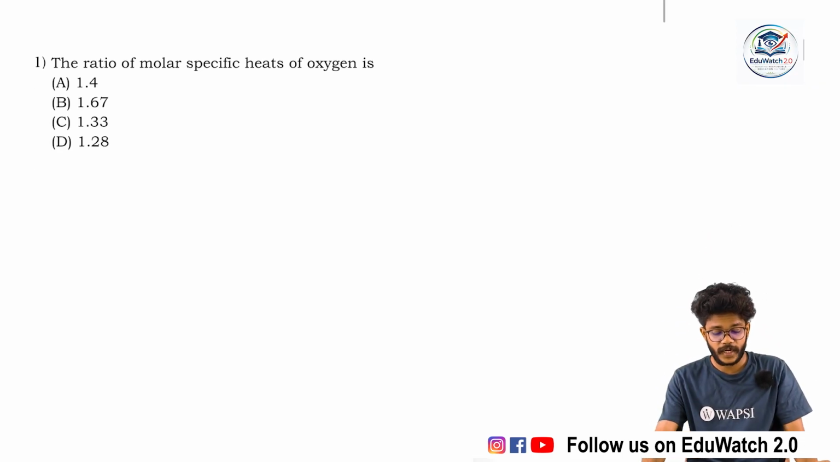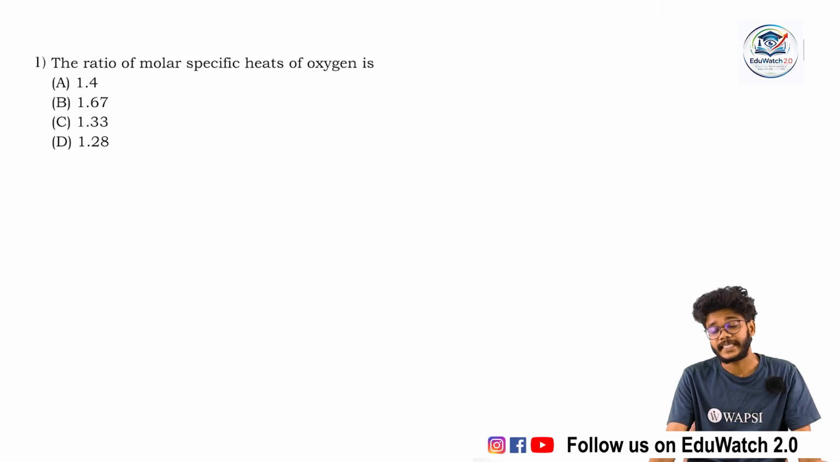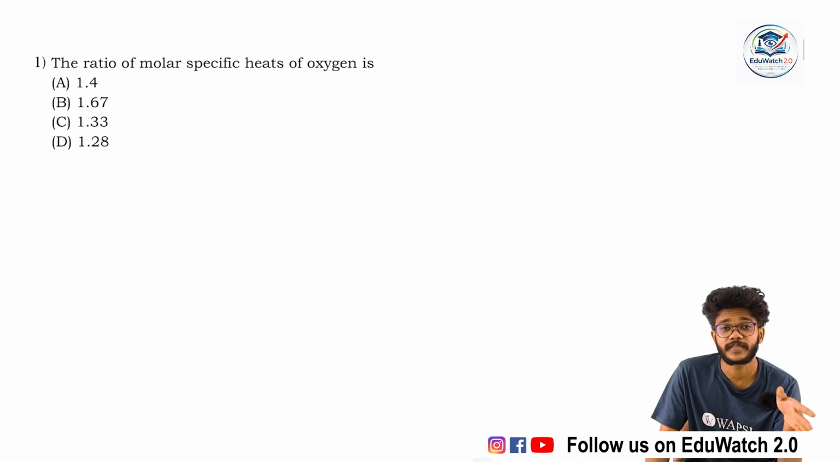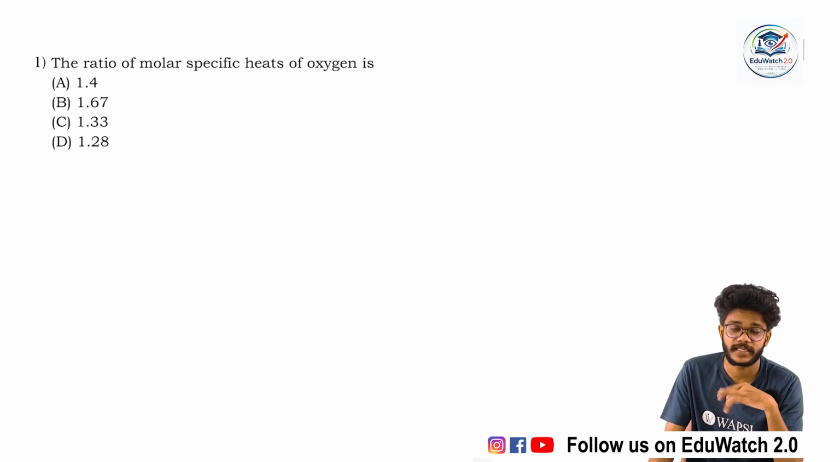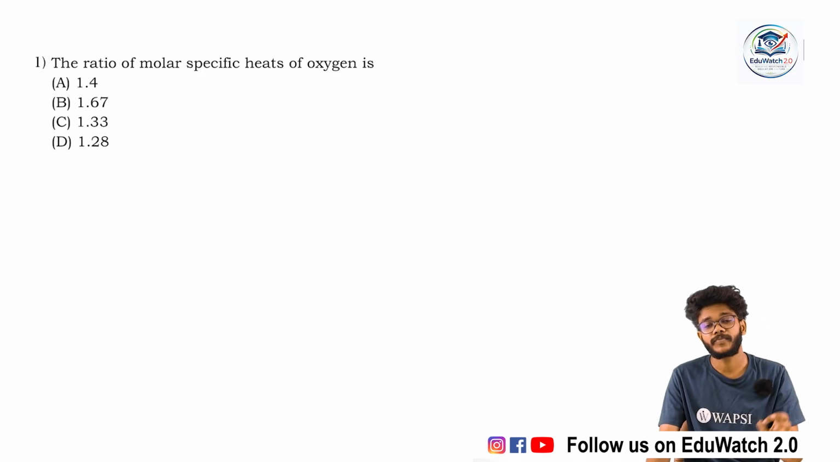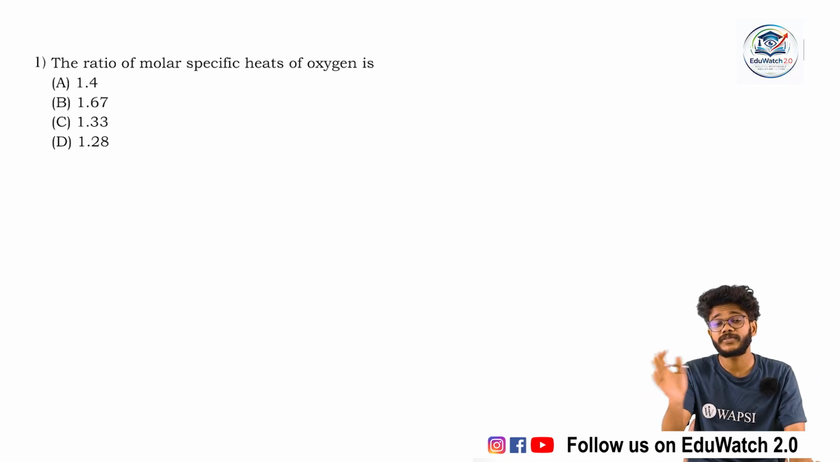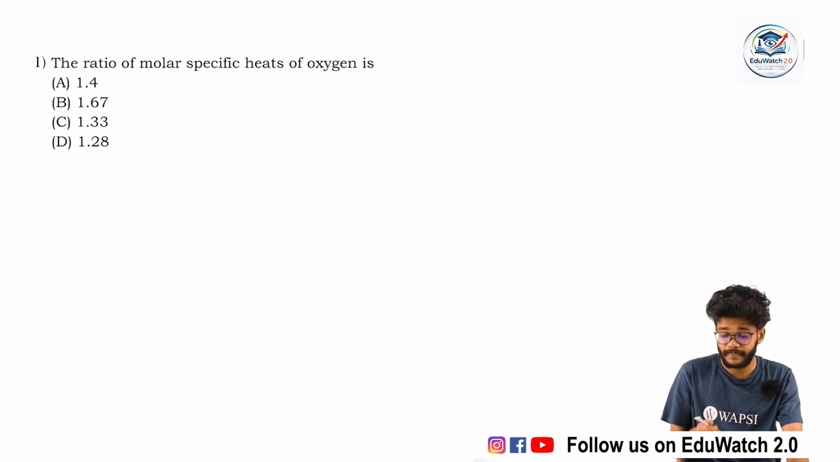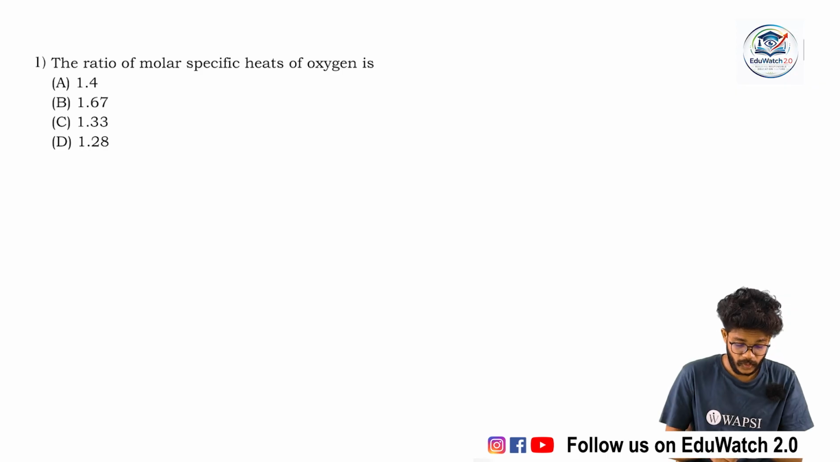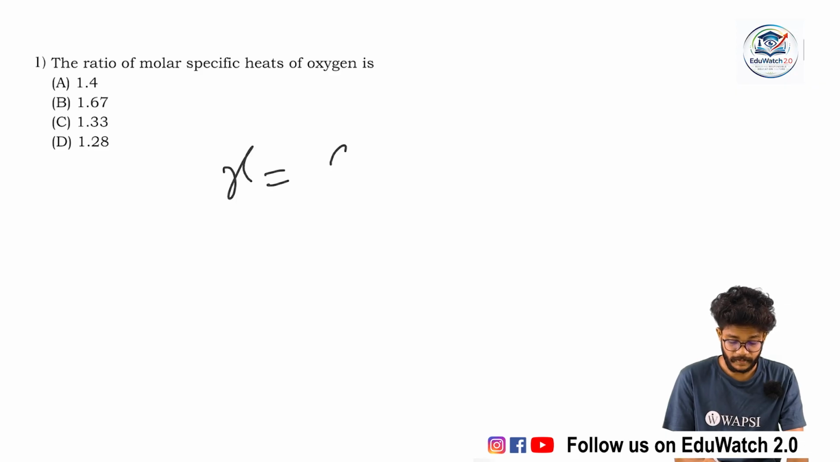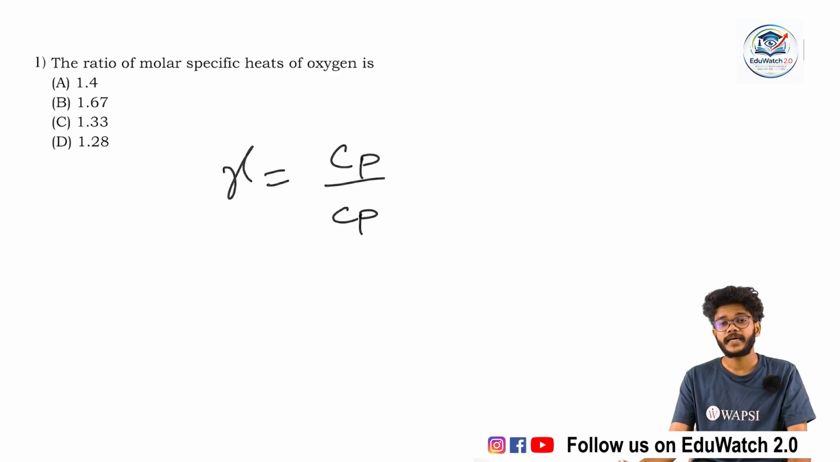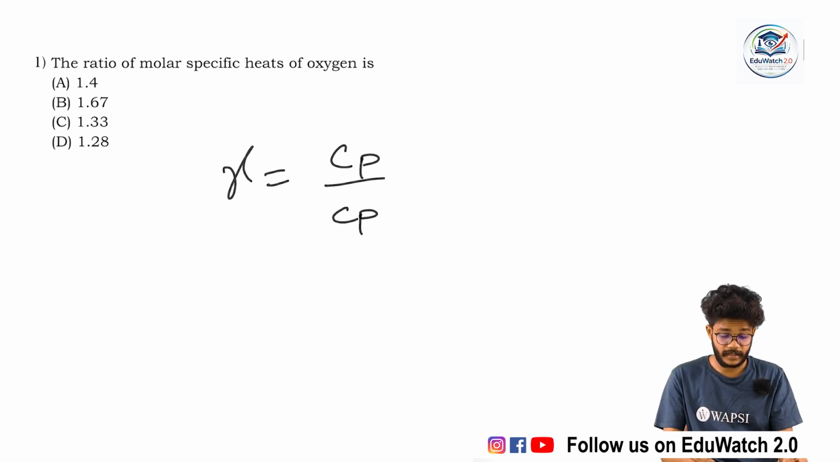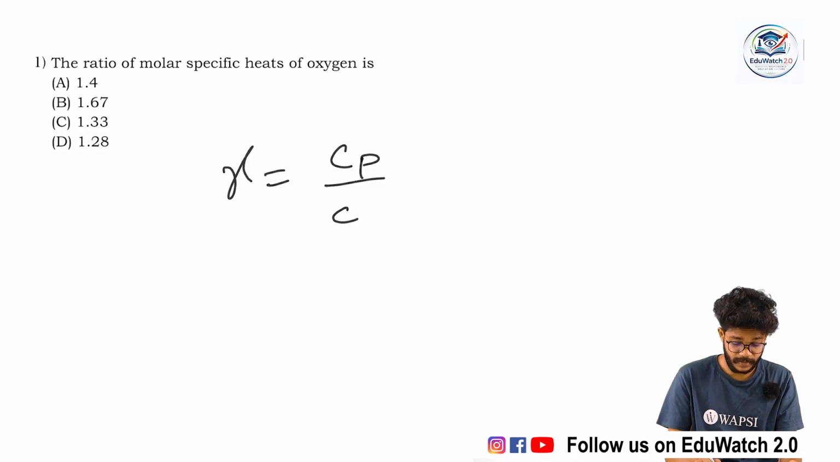The ratio of molar specific heats of oxygen is... So we need to understand what is meant by molar specific heat capacities Cp and Cv. Molar specific heat capacity at constant pressure is Cp, and at constant volume it is called Cv. So gamma is equal to Cp by Cv.